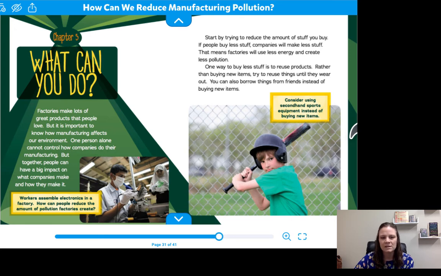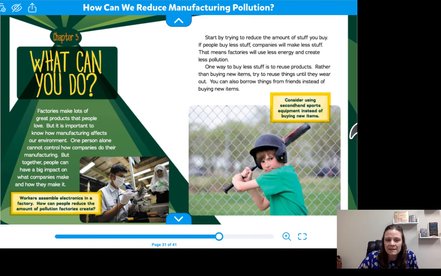Chapter 5. What can you do? Factories make lots of great products that people love, but it's important to know how manufacturing affects our environment. One person alone cannot control how companies do their manufacturing, but together people can have a big impact on what companies make and how they make it.